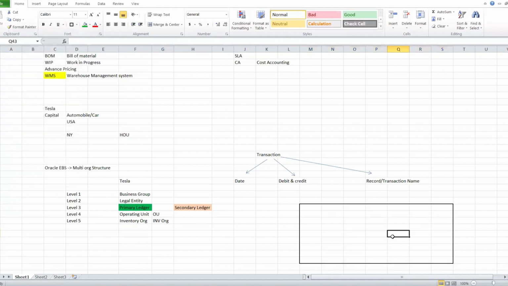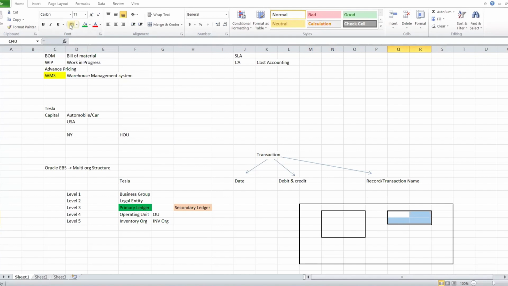This is your inventory. Inside each whole inventory, there can be multiple segments. Suppose this is one segment, suppose this is another segment, and suppose this is another segment. So that means this is the total inventory.